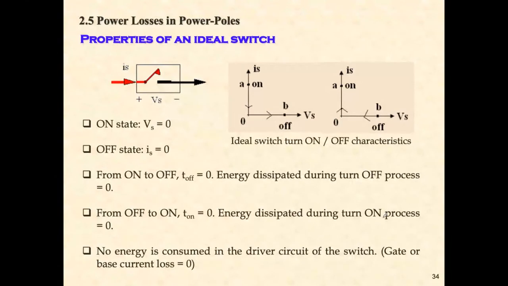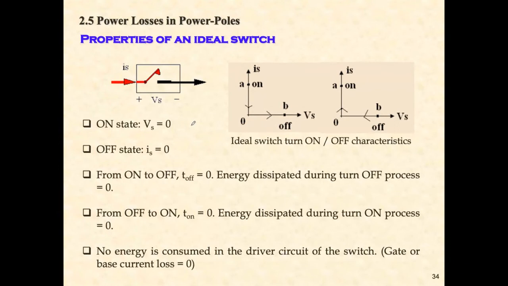All right, so this should be the last subtopic of topic 2. We are going to learn how to determine the power losses of components or devices in switching power poles. So in the ideal case, when the switch is on, voltage should be equal to 0, right? And during the off state, the current should be equal to 0. Those are the ideal cases.